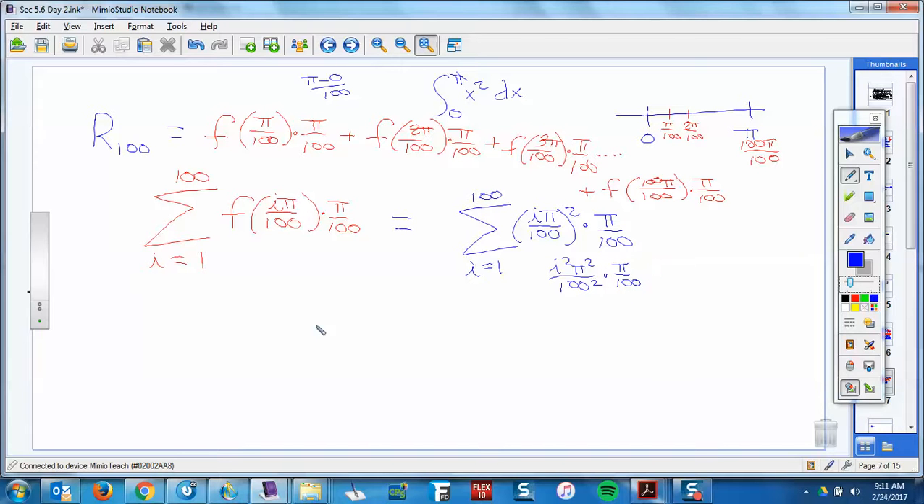So that means I can take, let me come over to here now. So what do I got? All these constants I can take out. What's that going to be? Pi cubed over 100 cubed. Okay, and then what's in here? The i squared. So I got the sum, i equals 1 to 100.